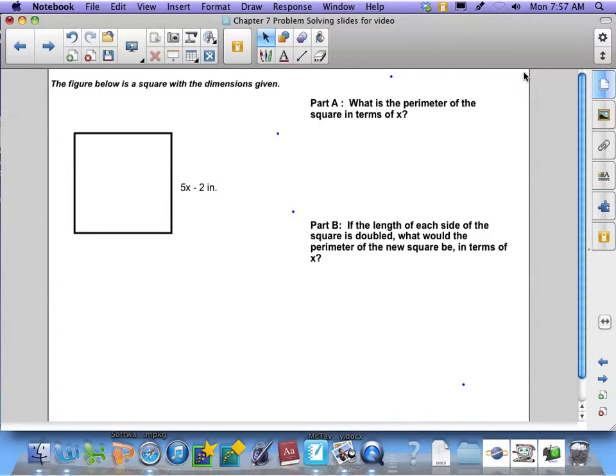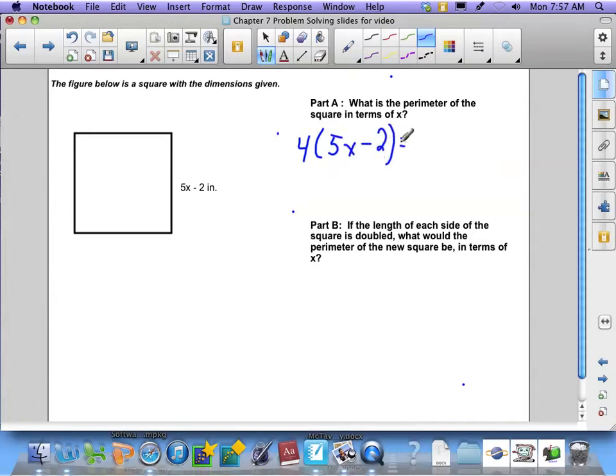We're going to find the perimeter. We know perimeter is the distance around the outside of a figure. Okay, all the sides are equal in a square, so I can do 4 times 5x minus 2. And I'm going to distribute the multiplication. 4 times 5x is 20x. 4 times 2 is 8. We have a subtraction sign in there. Okay, so the perimeter of the square is 20x minus 8, and we're going to put the unit of measurement in this one.